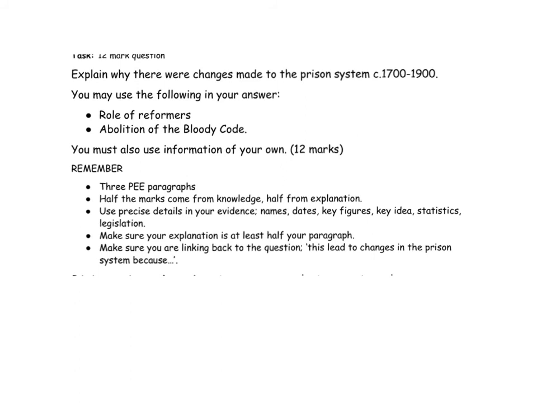If you need any help, there is a little section here, I'll highlight it for you, of little tips. Okay, so have a look at that first. And remember, this is the PEEL paragraph. One crucial reason why the bloody code, no, that's the wrong question. One crucial reason why there were changes made to the prison system was due to, for example, this meant that, overall. Okay, have a go. Do the best you can.